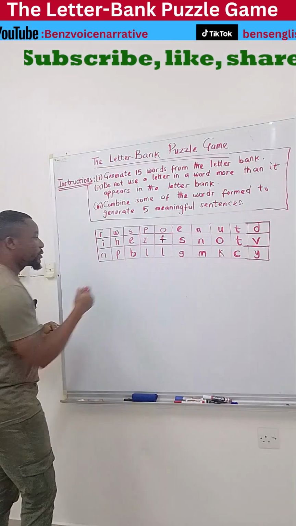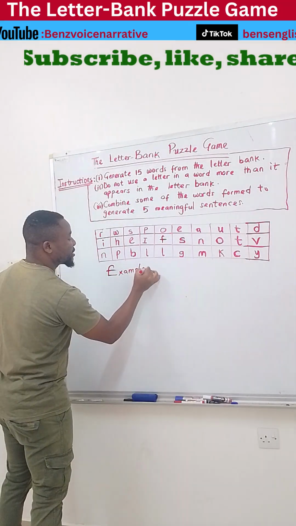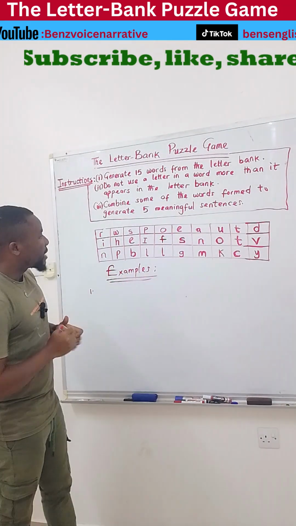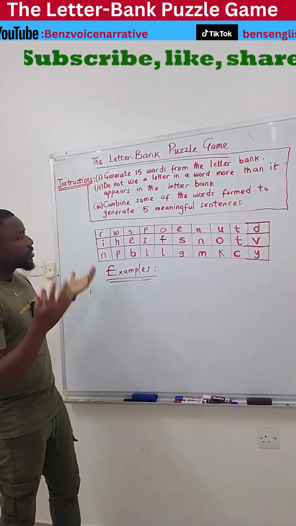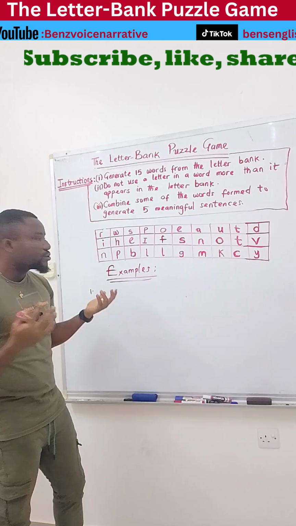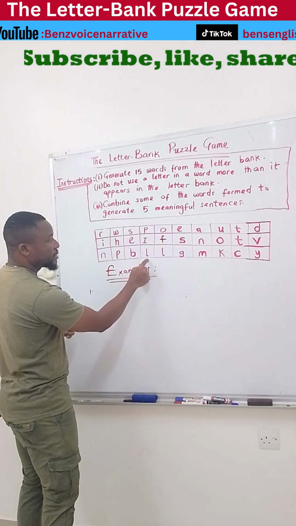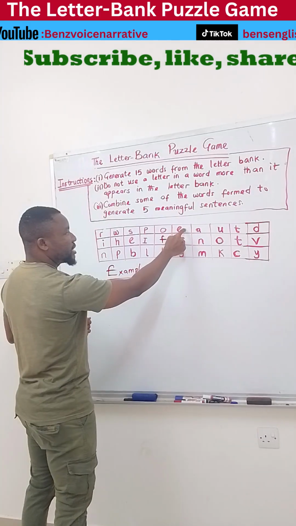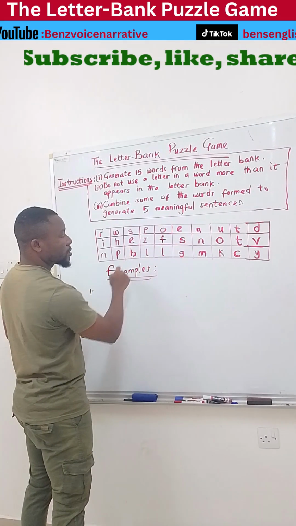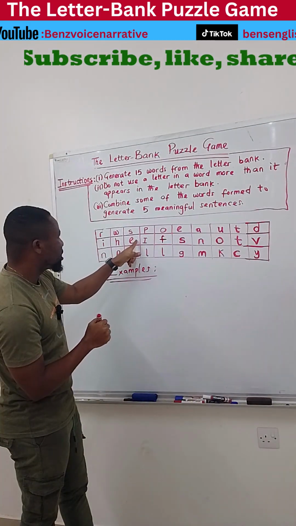Thank you. So I'm going to exemplify these instructions. I can decide to pick any word out of this place. I might decide to start with the word please. Can I have the word please here? P. There is L. There is E. There is A. There is S. And there is E. Do we have two E's?